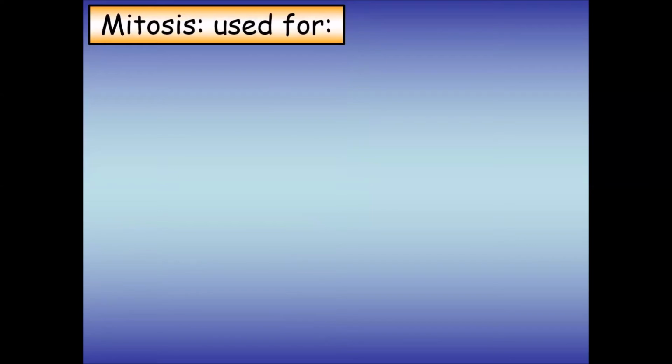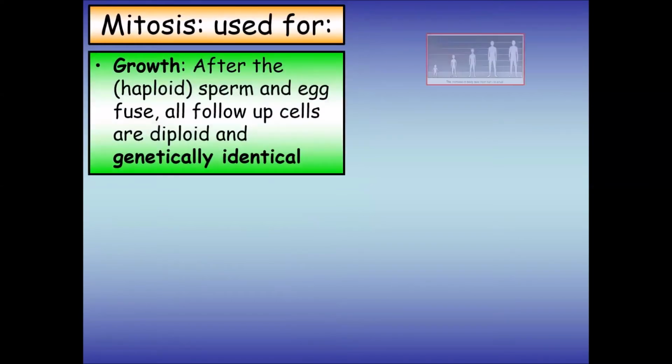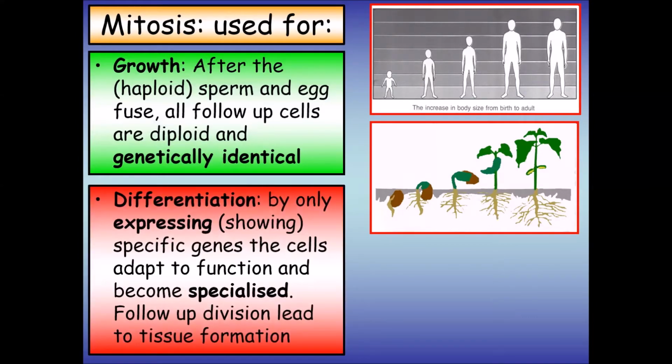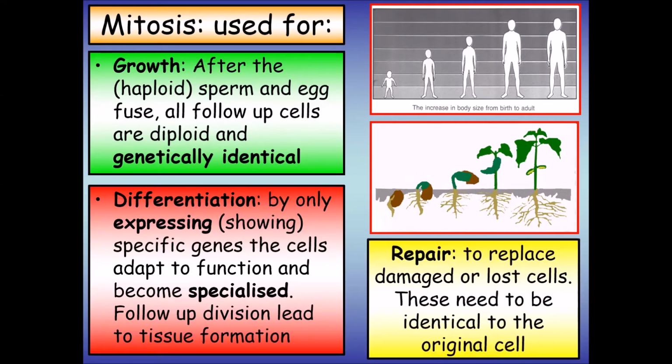Mitosis has many uses. The key one is growth, the formation of new cells. All growth occurs after the two haploid cells, the sperm and the egg, fuse to make a diploid cell, which is genetically identical to all other cells in the body. This is done through the expression of the genes that are specific to that cell, so the cell becomes specialized. Another function of mitosis is the repair of damaged or lost cells. Again, these cells need to be identical to the original cell.